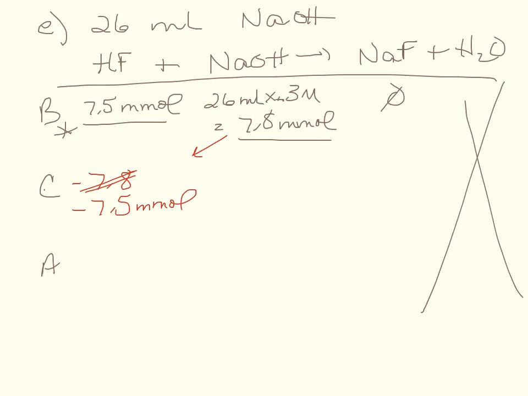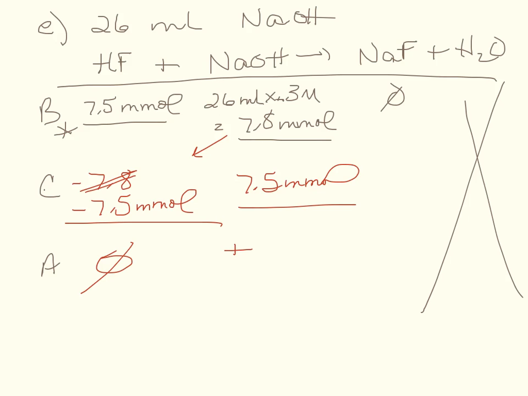So 7.5, it's a limiting reactant, 7.5 millimoles will react. So you have none of the original acid left, which you would expect. You pass the equivalence point. You have some leftover sodium hydroxide. You have 0.3 millimoles of hydroxide. Okay? And you also have some of the conjugate base.